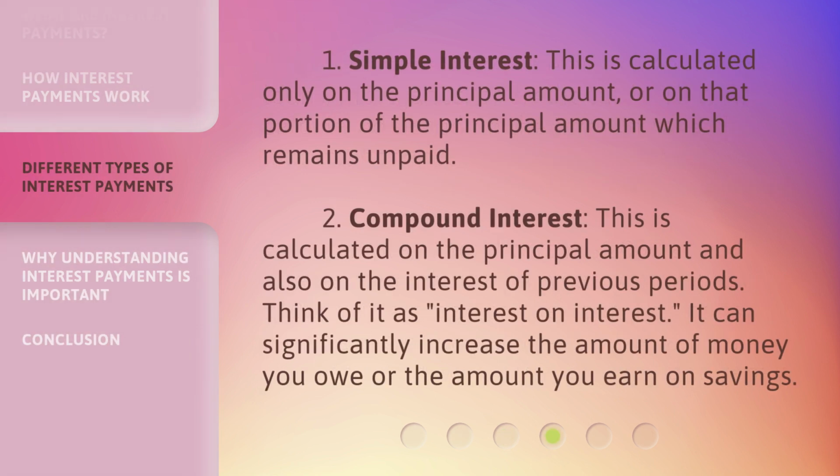1. Simple interest. This is calculated only on the principal amount, or on that portion of the principal amount which remains unpaid. 2. Compound interest. This is calculated on the principal amount and also on the interest of previous periods. Think of it as interest on interest. It can significantly increase the amount of money you owe or the amount you earn on savings.